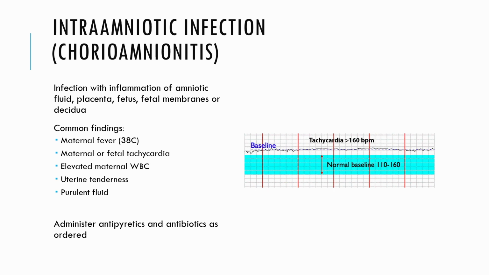Common findings that would make you think that your patient has chorioamnionitis. So mom has a fever, okay, 38 or greater. Okay, we're getting a little worried. Mom is tachycardic or baby's tachycardic. Okay, if you ever see your baby's baseline start going up and we're above 160, check mom's temperature. There's a very good chance that if she doesn't have a temperature by now, she will shortly.